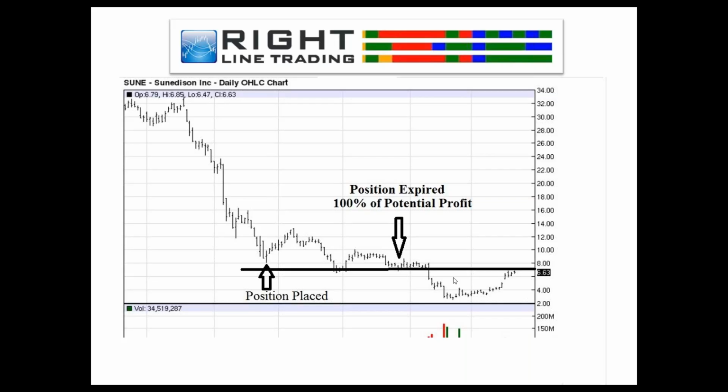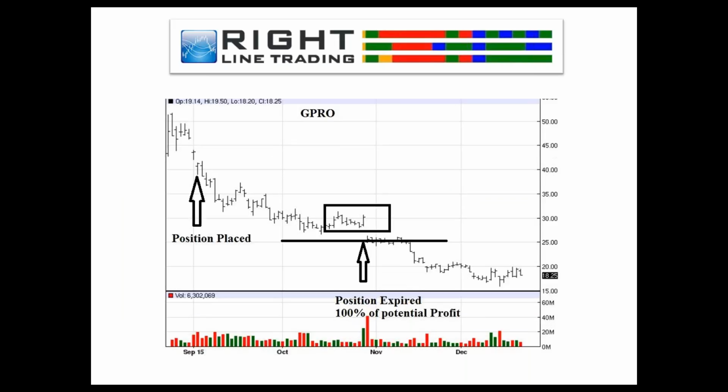Here was a position on SunEdison. And you know, SunEdison ultimately dropped to pennies on the dollar. And ultimately, I think it went out of business. But we placed a position. It had a trade right above this value. I think it was $7. It just made it above, and it expired with 100% of our potential profit. We received 100% of our net credit.